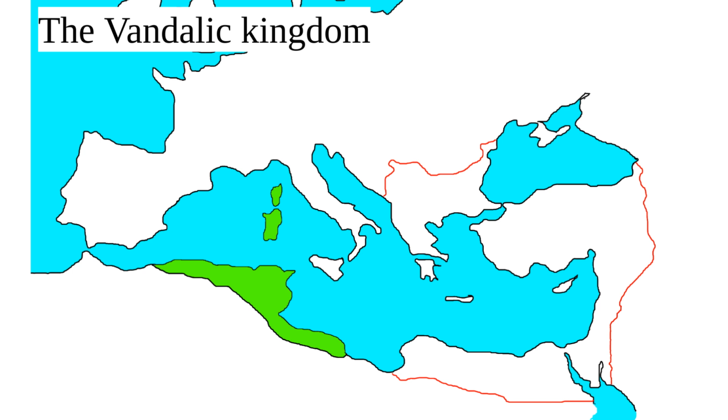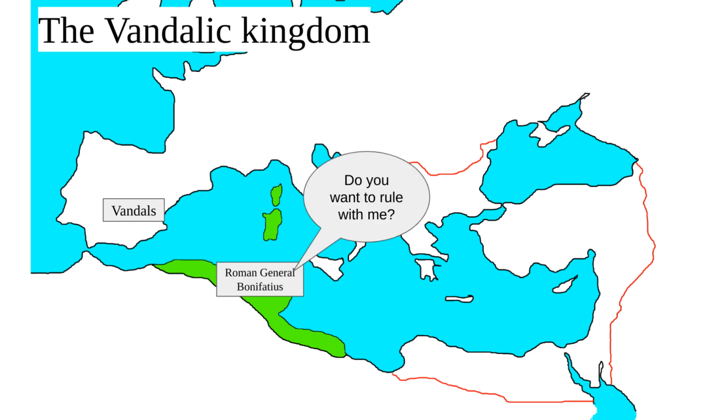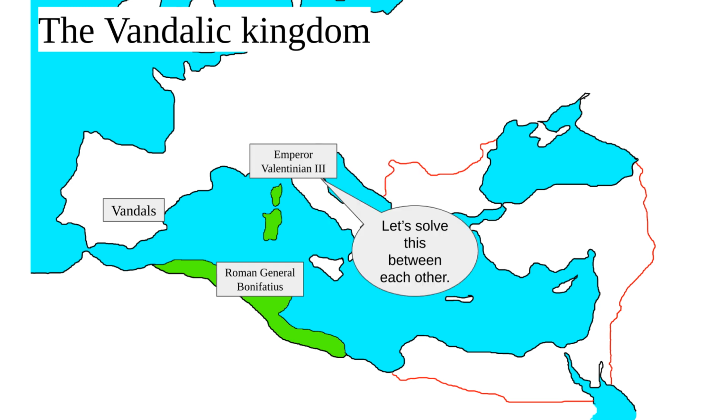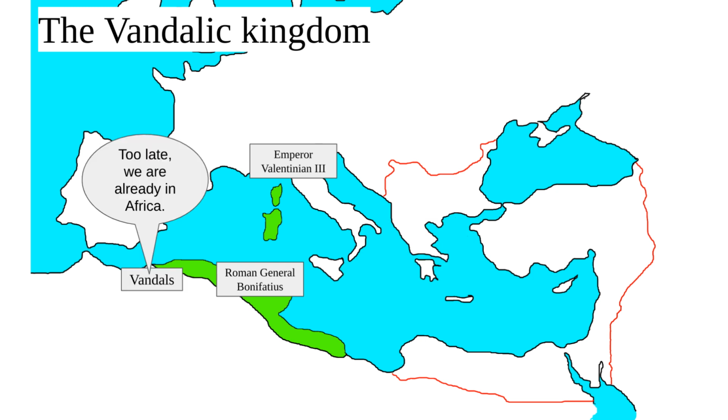The Vandalic Kingdom. The Vandals conquered the territory after defeating the Roman general Bonifatius in 431. The Roman general Bonifatius first promised them to divide and control Africa between them if they gave him help. Emperor Valentinian III did not like that, so he negotiated with Bonifatius to stop the agreement. The Roman general Bonifatius tried to stop the Vandals, but the Vandals won.